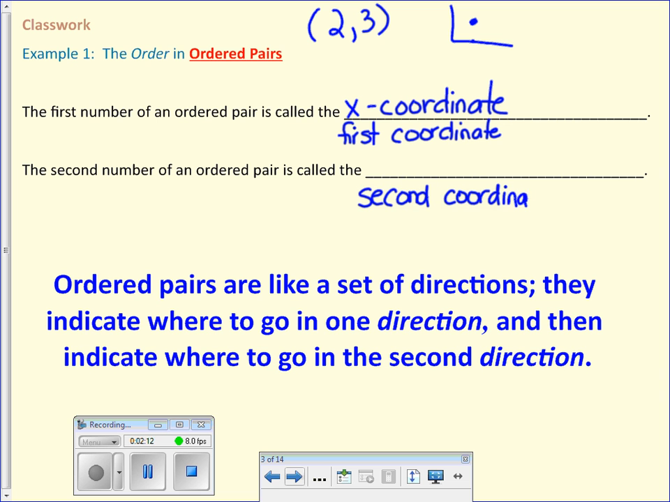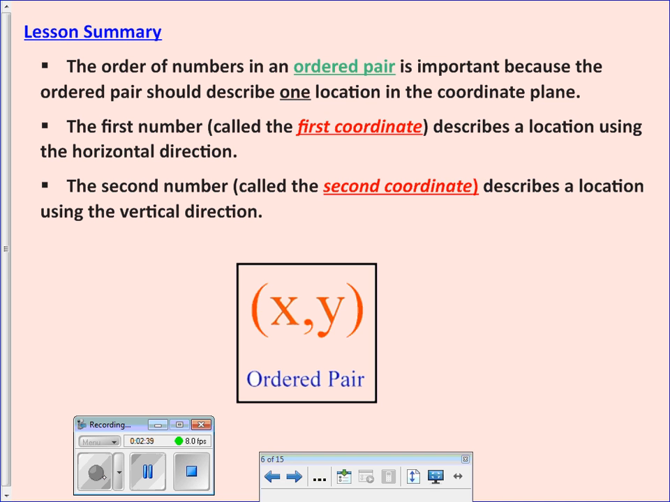The second number, boys and girls, we're more familiar with calling it the y coordinate. You're writing this down quietly, please. So ordered pairs are like a set of directions. They indicate where to go in one direction, and then where to go in the second direction. The ordered pair is the set of numbers that tell us where to go on that coordinate plane.